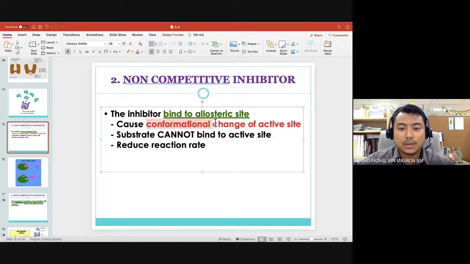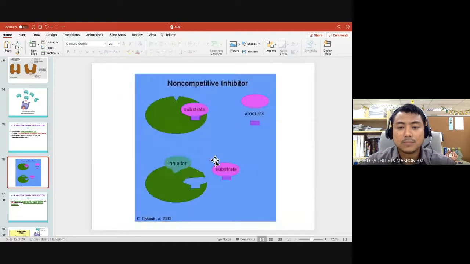Ni saya ulang lagi sekali. CONFOR, bukannya FIR, bukannya confirm. Okay. Conformational change of active site. Substrate cannot bind to active site and reduce reaction rate. So macam ni lah bentuk active site-nya jadi tak sama. Okay.